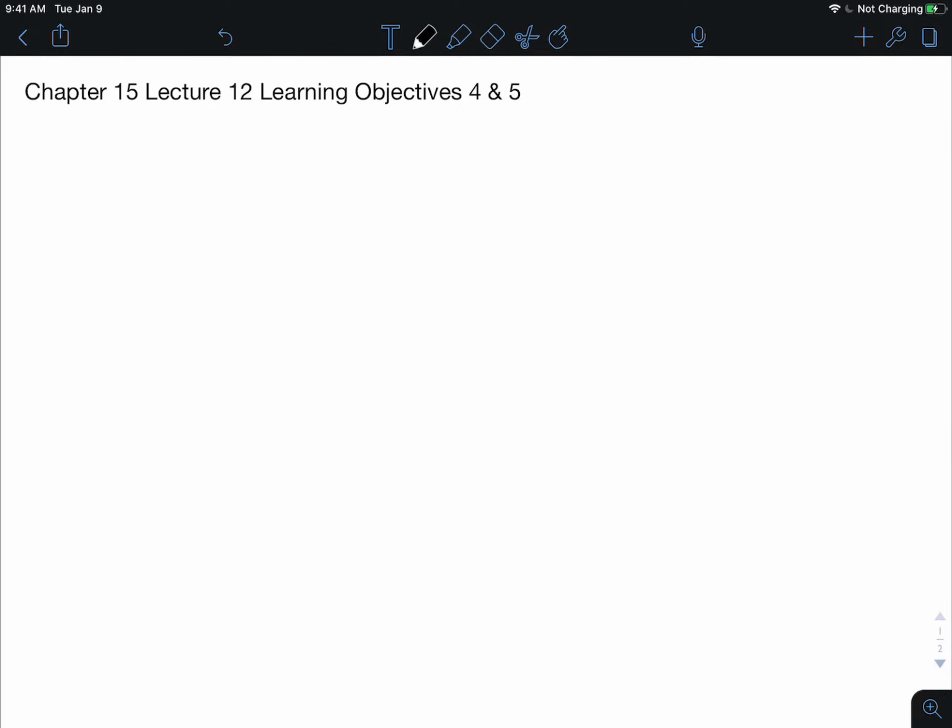Hello, and welcome again to Chapter 15, Lecture 12. We're now going to be looking at Learning Objectives 4 and 5. So we're going to be looking at our state functions and how they differ from path functions, and then we're also going to be looking at enthalpy.